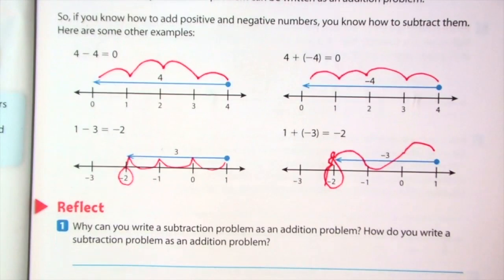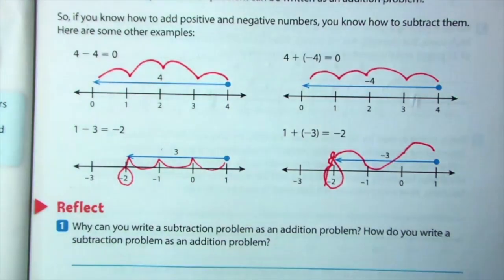Now think a moment to reflect on what we just learned. Why can you write a subtraction problem as an addition problem? How can you write a subtraction problem as an addition problem? You can write a subtraction problem as an addition problem because subtraction is related to addition. They are opposite operations, they're inverses. So to write a subtraction problem as an addition problem, you add the opposite of the second number to the first number. So it's just adding the opposite. All subtraction is adding the opposite of the second number to the first number.